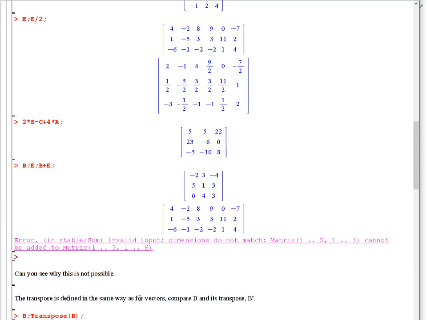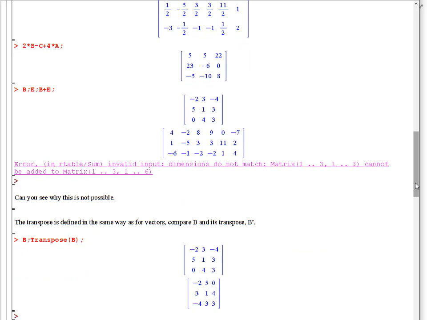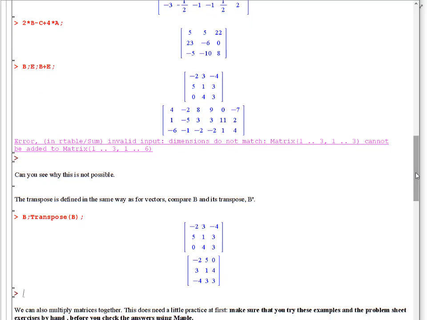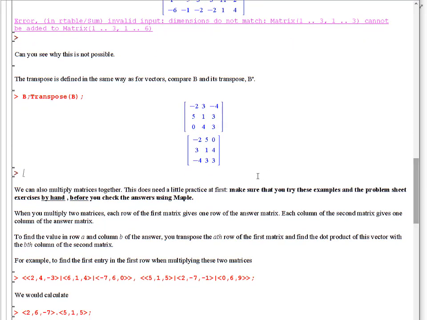Okay, as with vectors, you have the transpose. So you have B and B dash, or B T, the transpose. And that just looks like that. Every row becomes a column, and every column becomes a row. As with vectors, many things are straightforward: add them, subtract them, multiply by scalar, divide by scalar. It's when you multiply them together that it's a little more difficult. So what I really urge you to do is to practice. Make sure you can do these things and the ones on the problem sheet by hand. Before you use Maple or some other fancy computer, you should be able to do it by hand.